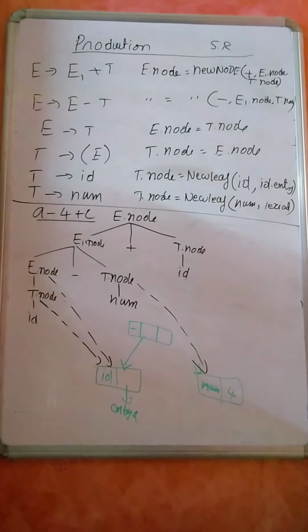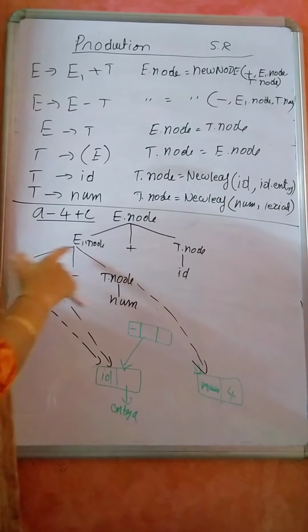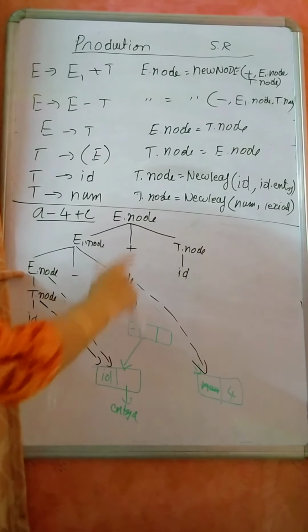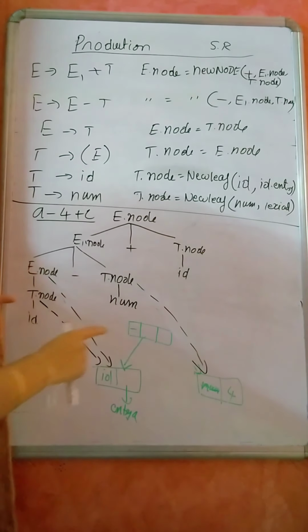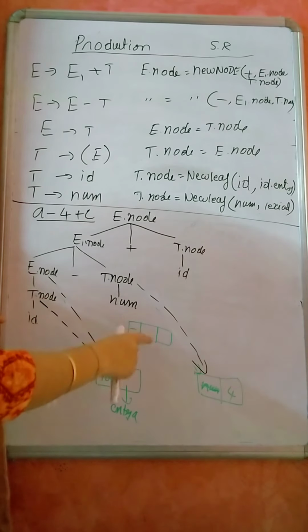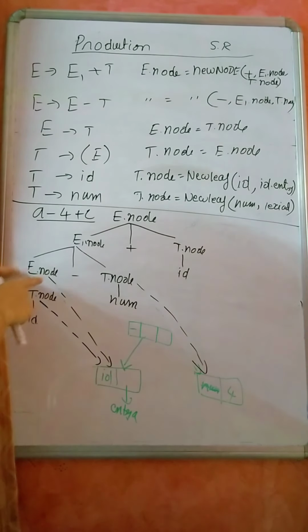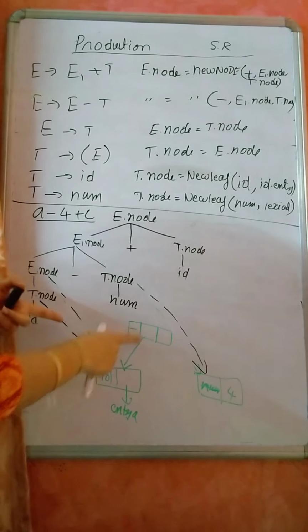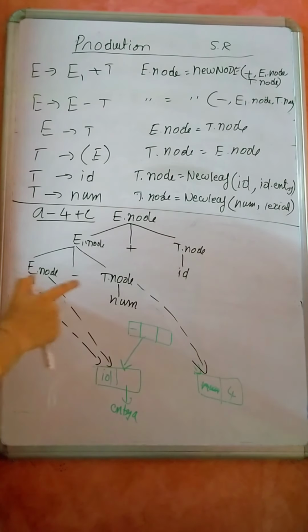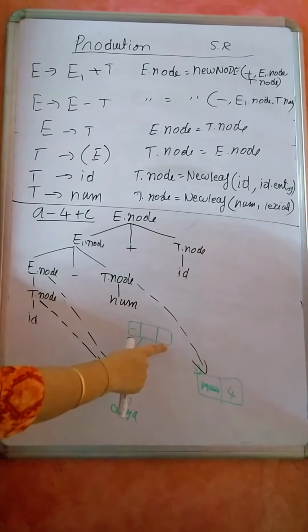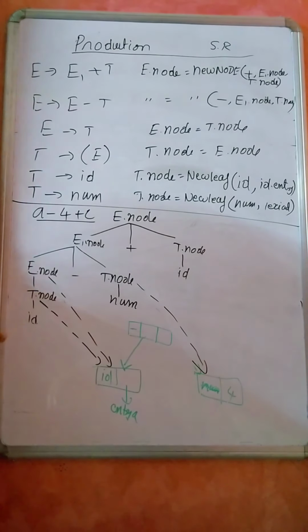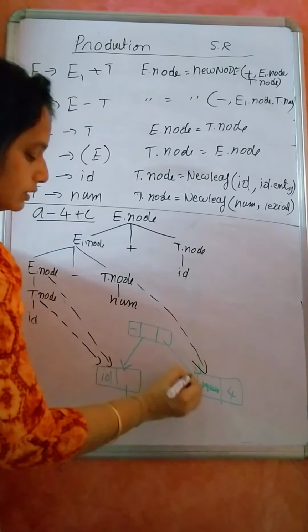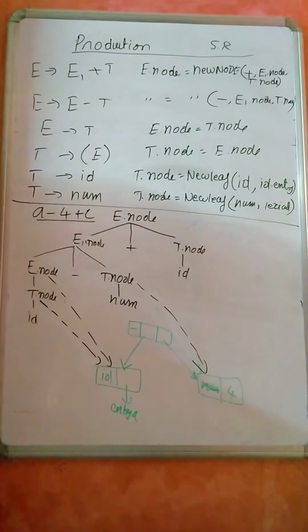Now E determine E minus T. Here I have constructed the new node. How many fields are there? 3 fields. One is the minus field. Another will point to the E dot node. Where is the E dot node pointing? It will point to the same thing. And one more field is the T dot node. Where is the T dot node pointing? It is pointing to this node, so it will point to this.